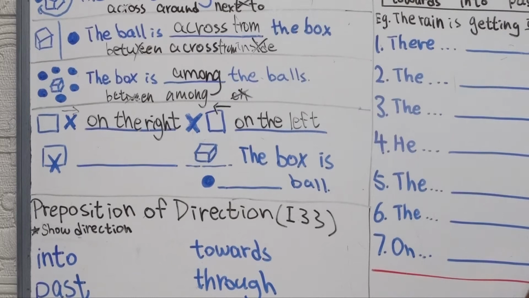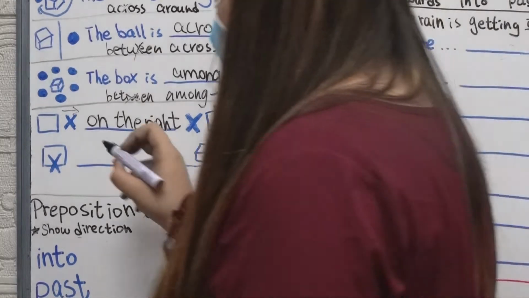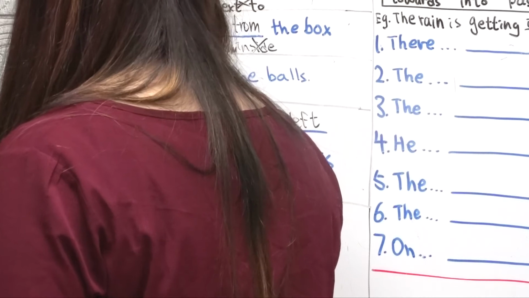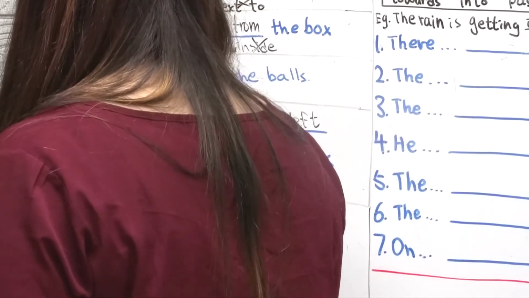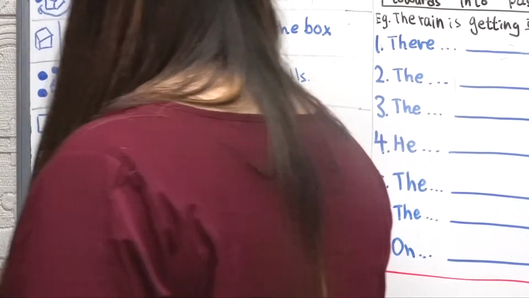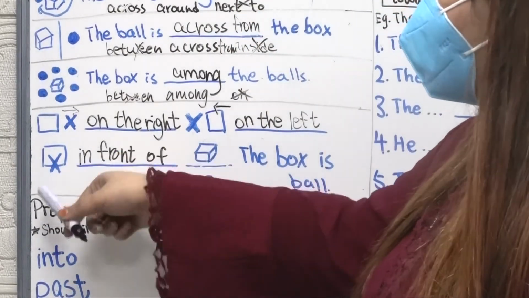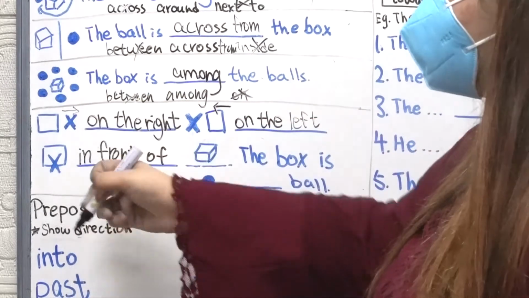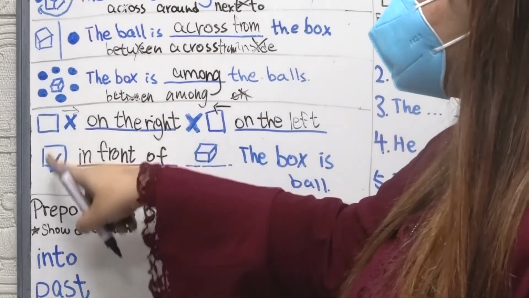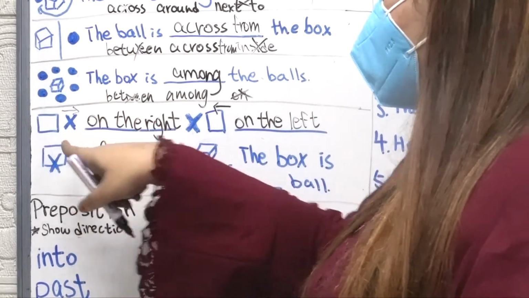Here, where is the cross? Where's the cross? What do you think? Which preposition do we use for this? Is it between? Is it in front of? That is in front of, right? Very easy. In front of. At the front of something. The cross is here and the square is just at the back of it, right? So that's why we use in front of. The cross is in front of the square.